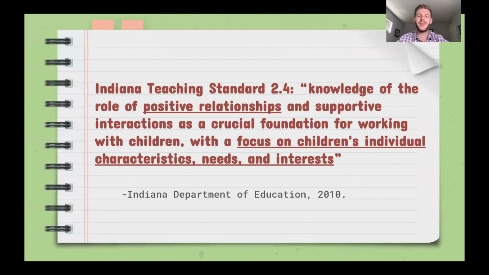To conclude, this standard encapsulates the goal of dialogue journaling in all of its facets. Dialogue journals seek to form positive relationships because research shows that positive relationships improve student outcomes. And dialogue journals improve teacher-student relationships by focusing on and finding similarities in students' individual characteristics, needs, and interests. Dialogue journaling is a powerful tool to improve teacher-student relationships, and strong teacher-student relationships improve the well-being of everyone involved.